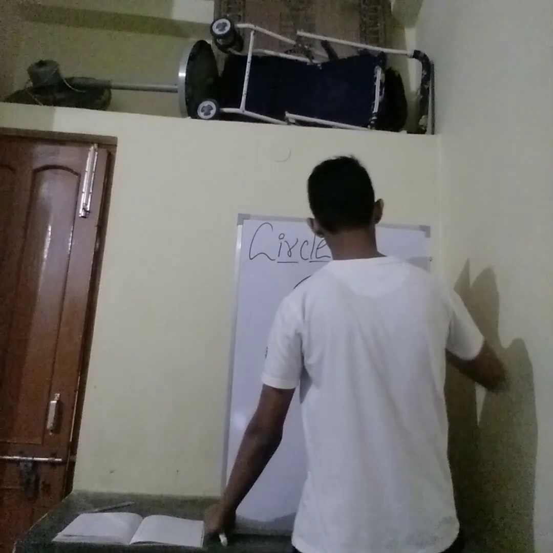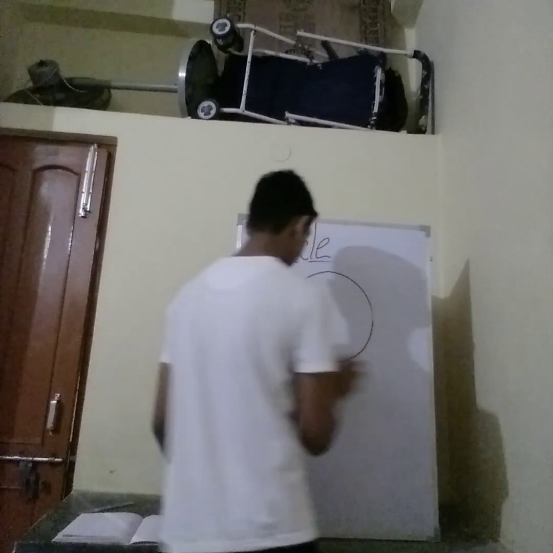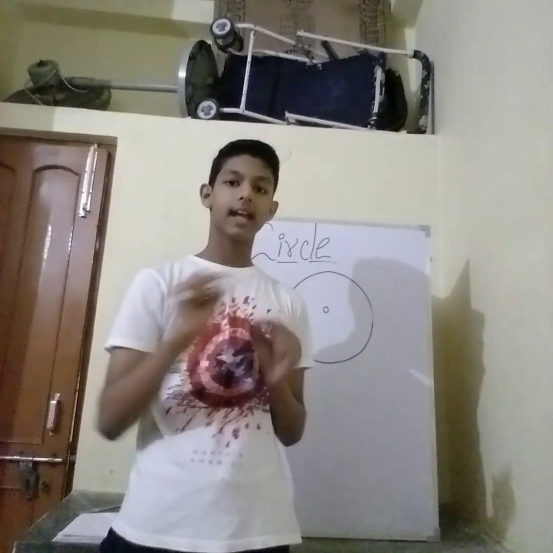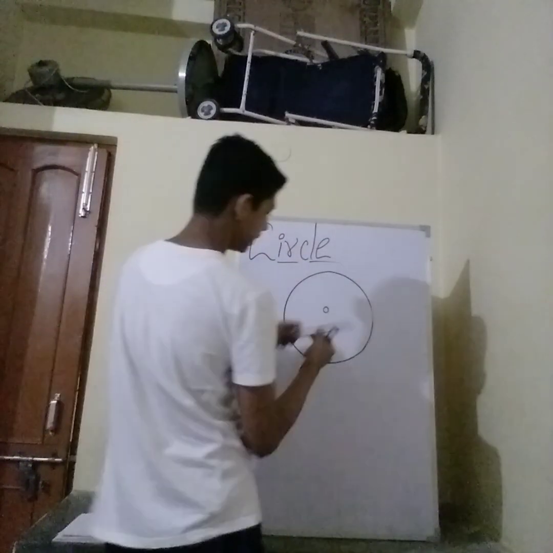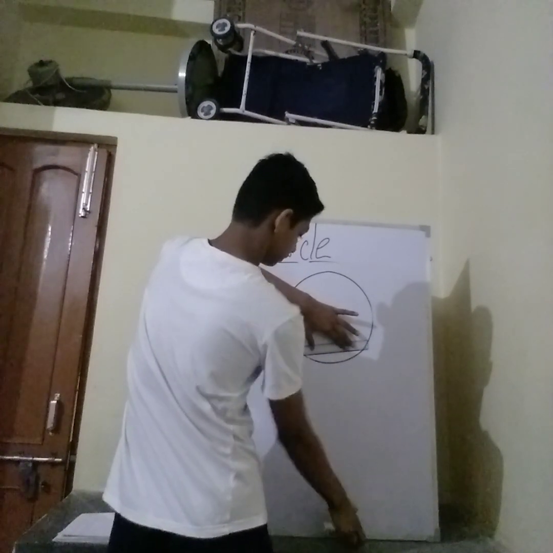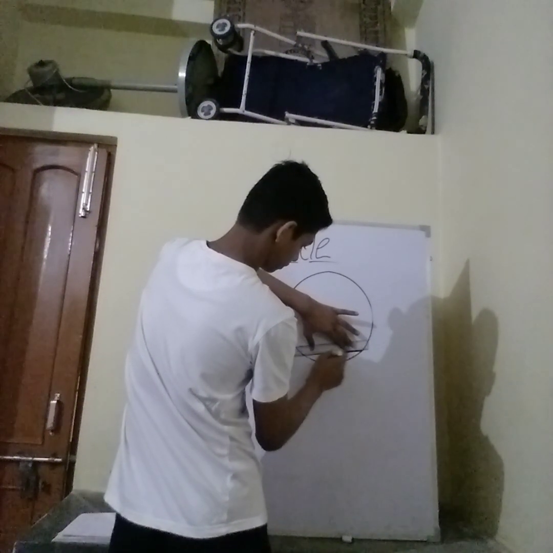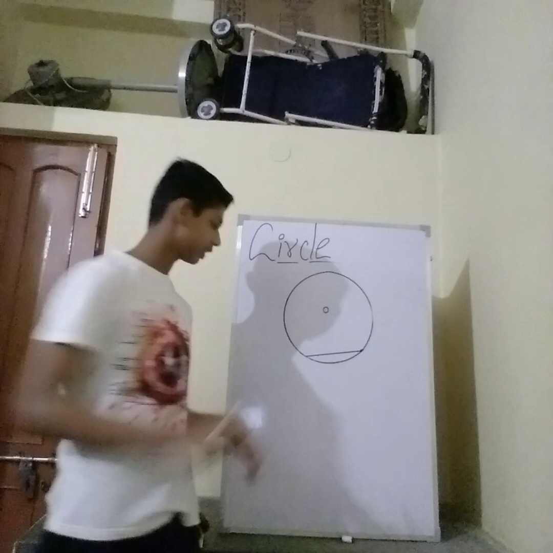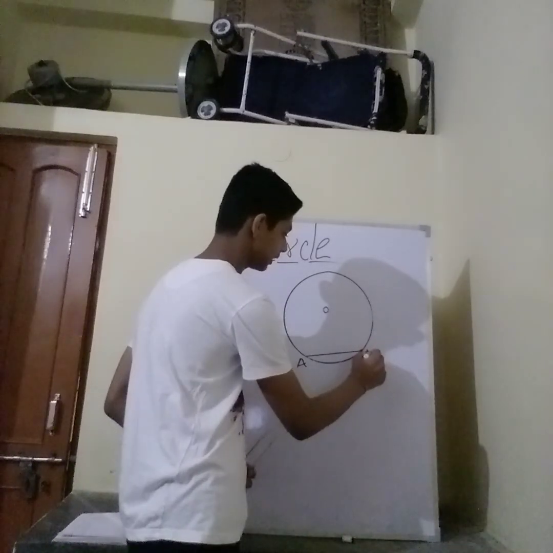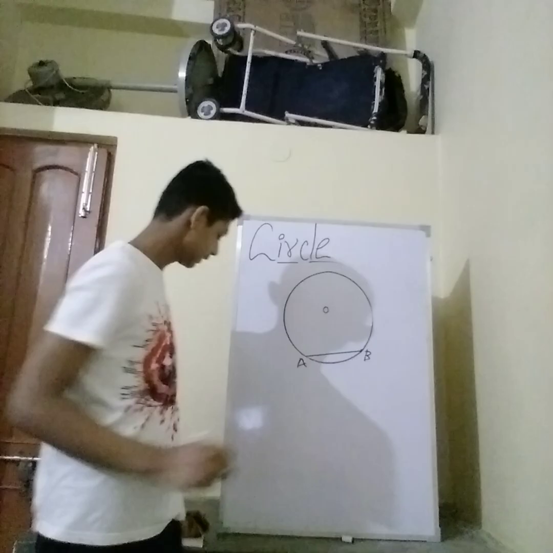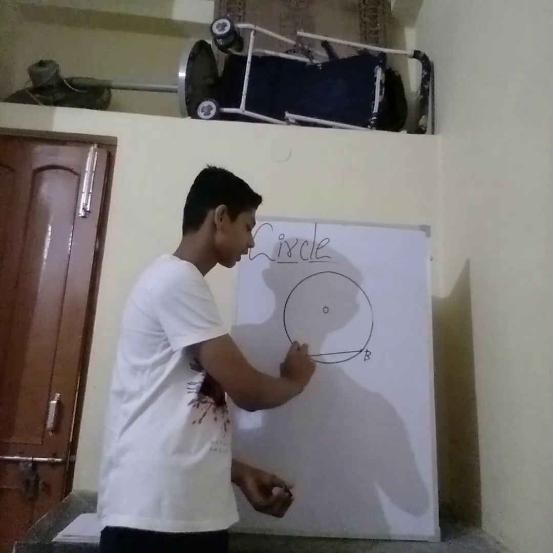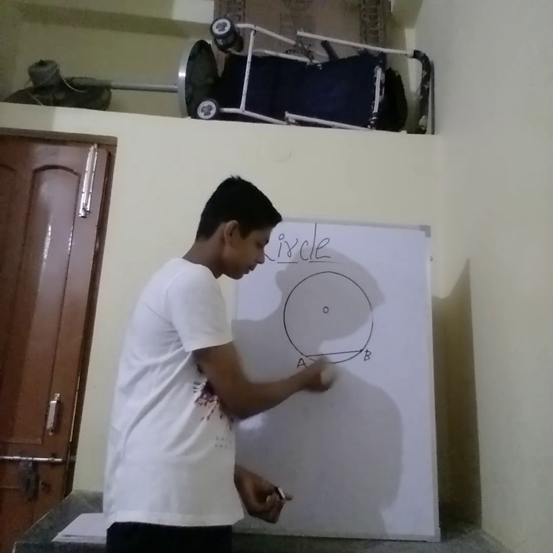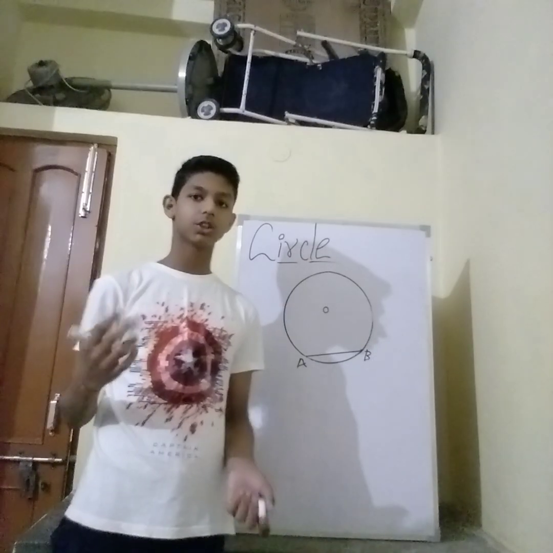Now we will discuss chords. What are chords? Chords are the lines joining any 2 points on the boundary of the circle, like this. We name them A and B. It's a chord because it's joining 2 distinct points on the circumference.